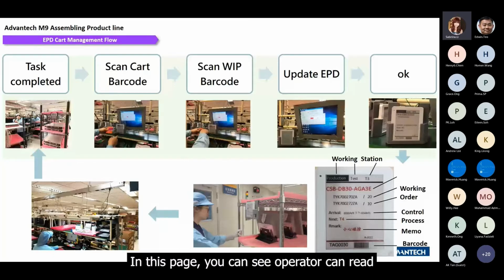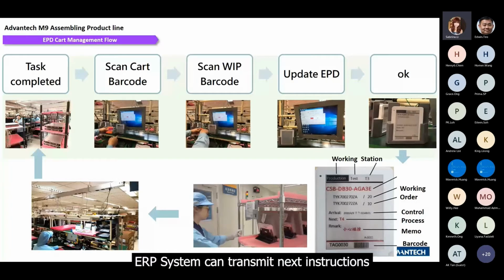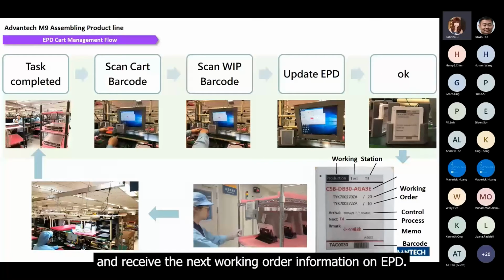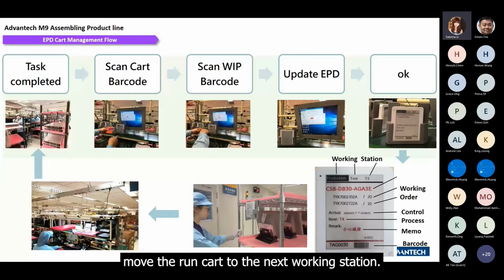On this page, you can see the operator can read the EPD screen to know the material name and the amount. In the production line, the operator can follow the EPD instruction to control the flow and scan the QR code to update WIP status. The ERP system can transmit the next instruction and receive the next working order information on the EPD. After completing the station job, the operator can follow the instruction to move the run car to the next working station. Okay, that's all for what the EPD does in the factory.